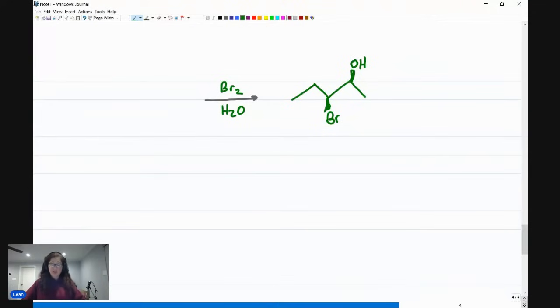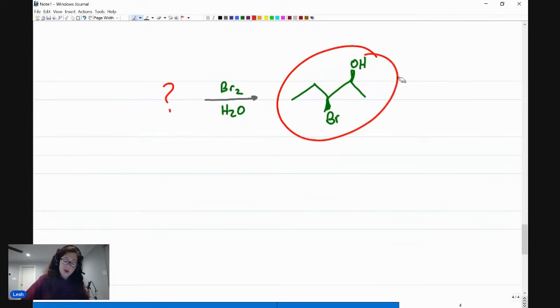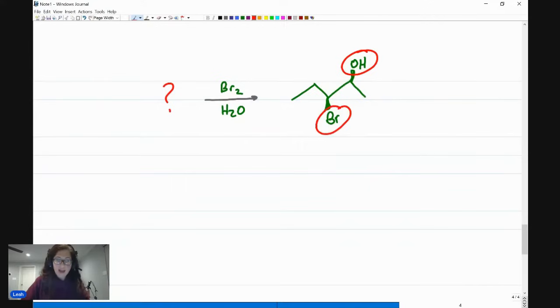Let's try another one using this trick where we have to come up with the correct starting molecule that when reacted with Br2 and H2O will give me this for the product. If you look at the product and notice that you have an alcohol and a halogen, that's a halohydrin. We have the conditions for a halohydrin because it's Br2 and H2O. That means we have to start with an alkene. But the question is, are we starting with a cis alkene or a trans alkene? So let's draw them both out and consider.